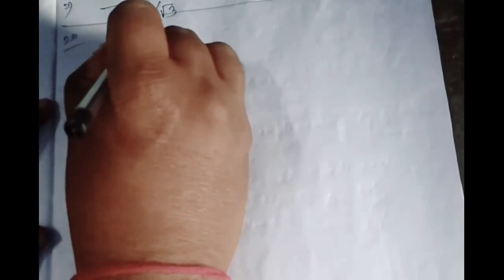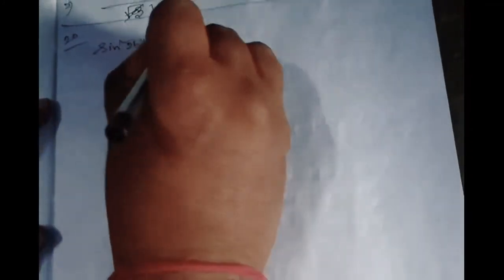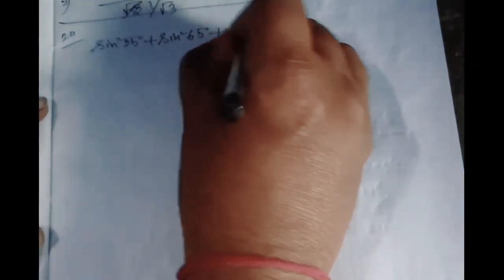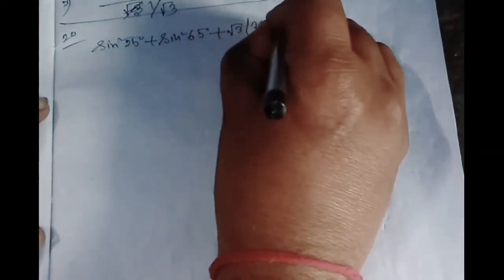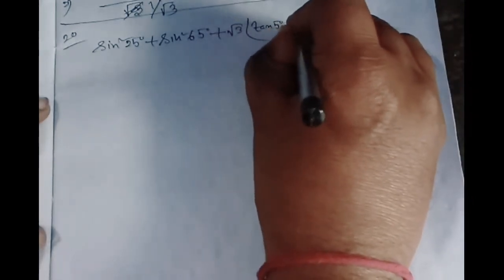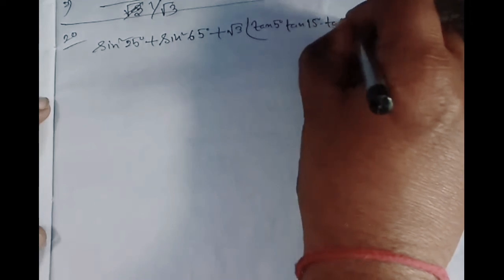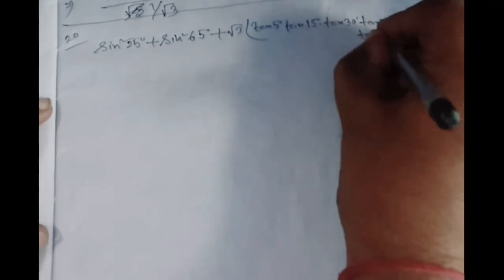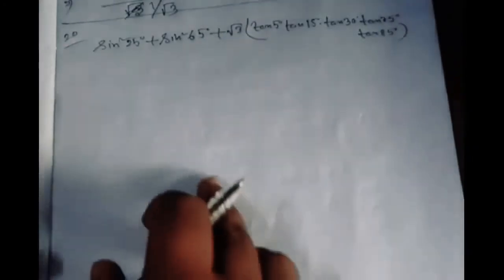Next question number 20. Sin square 25 degree plus sin square 65 degree over root 3 tan 5 degree, tan 15 degree, tan 30 degree, tan 75 degree, tan 85 degree. This is also a very easy question.